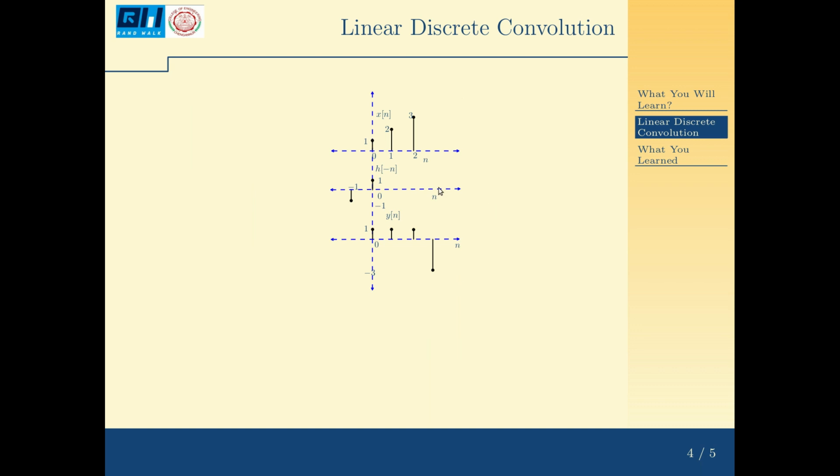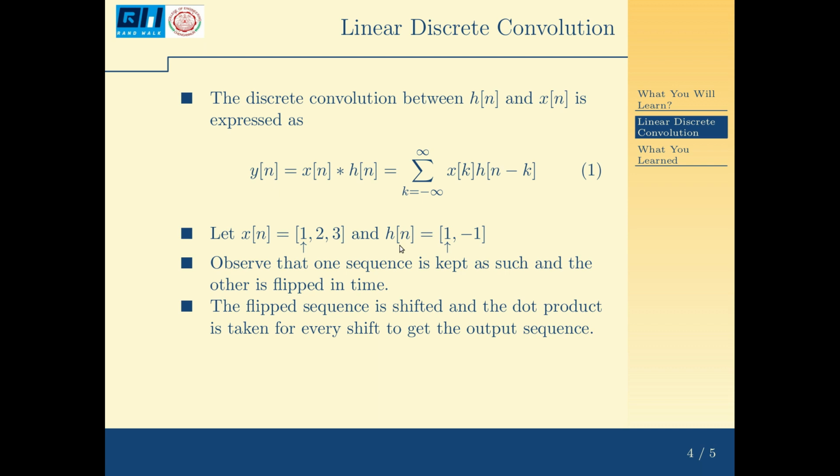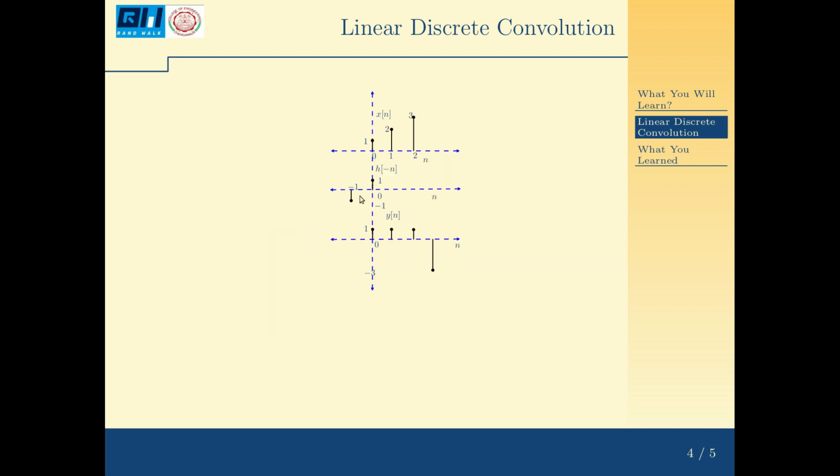So this is my x[n], say 1, 2, 3. These are positions 0, 1, 2, with the values 1, 2, 3. And h[n] is actually 1, minus 1, so h[minus n] will be minus 1, 1. This is h[minus n]. Now h[minus k] will look like this. So y[n], this is the case without any shift. This is x[k] and this is h[minus k]. This is the case with n equal to 0.